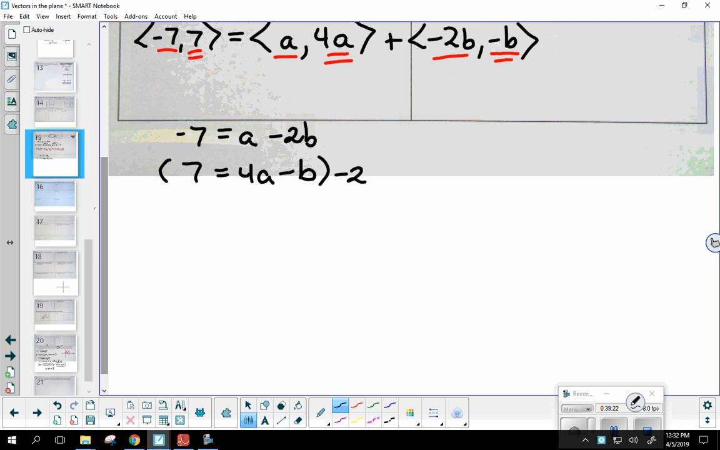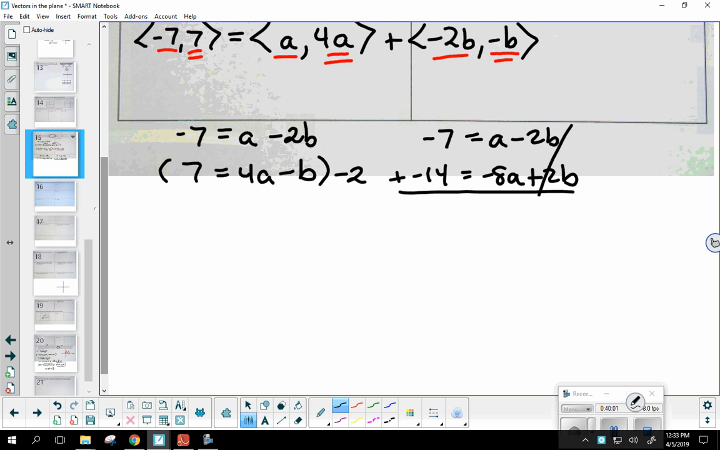Now here, let's talk about that. The first one I'm not touching. -7 equals A minus 2B. But now if I distribute, -14 is equal to -8A plus 2B. Well, you're solving a system. Now, why did I choose to multiply the second one by -2? What happened when I did that? There you go. That's why we call it elimination. If I had wanted to eliminate A, I probably would have multiplied the first equation by -4. You want them to be the same value, but opposites. Okay. So let's see here.